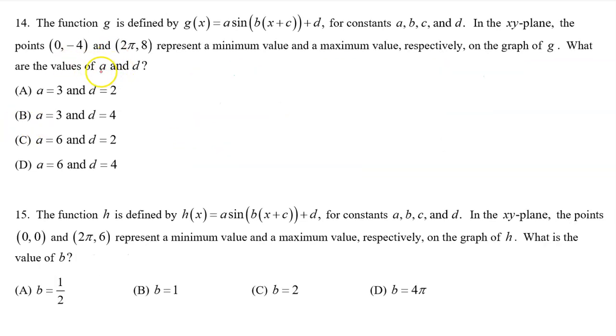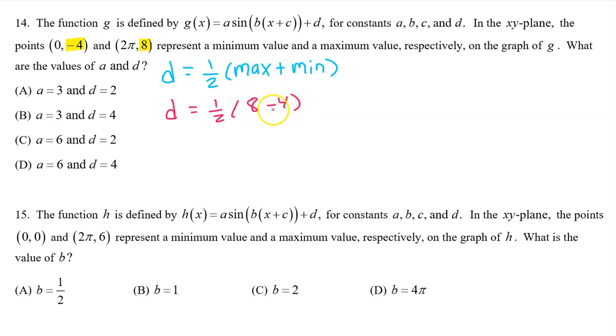Number 14 is basically the same question with a new minimum value and a new maximum value. The d value is the middle value, so it'll be the average of the max and min. So in this case, the d value will be 1/2 times 8 minus 4. 8 minus 4 is 4, and half of 4 is 2. So d is equal to 2.